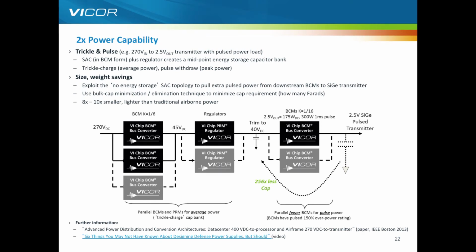This diagram also shows that we can do the capacitance elimination technique, and in an airborne application, size and weight are critical factors. So using all of these things together, paralleling where you need to, using the 2x overpower when you can, using that capacitance elimination technique, plus also having high efficiency building blocks to cut down on the amount of heat sinking required, we can get down to an 8 or 10x reduction in size and weight, which obviously is key for airborne applications.